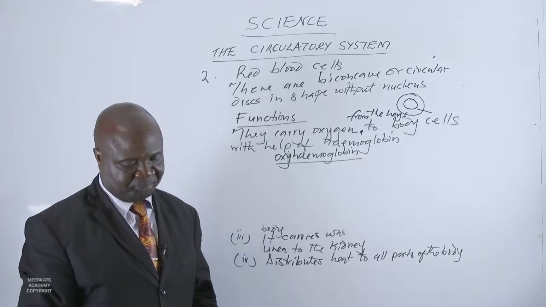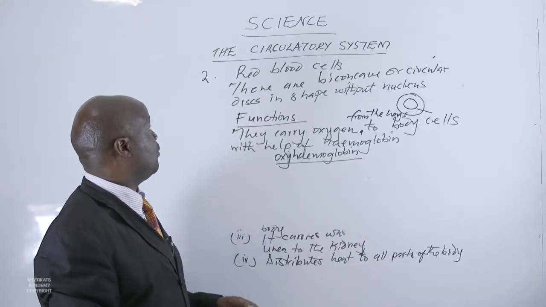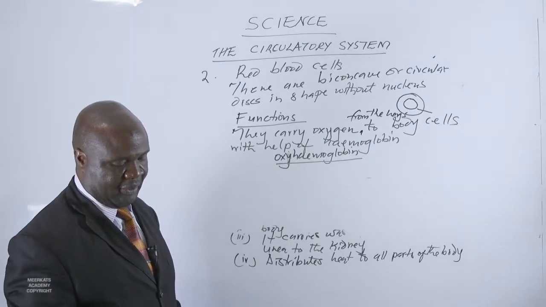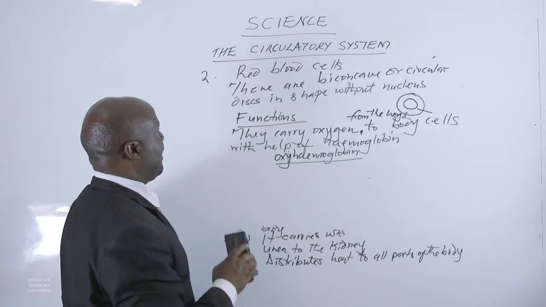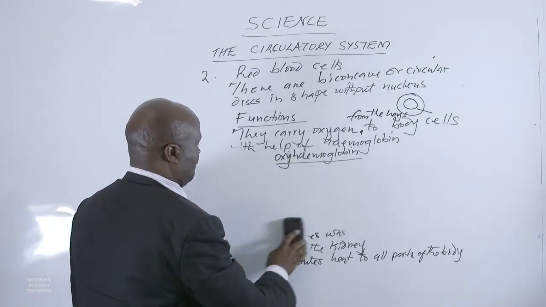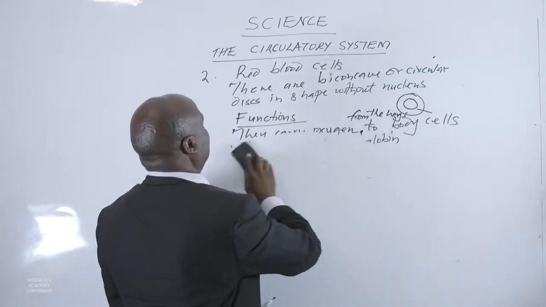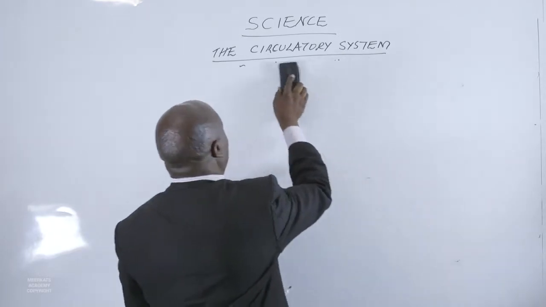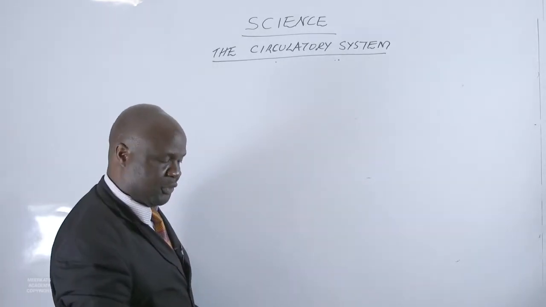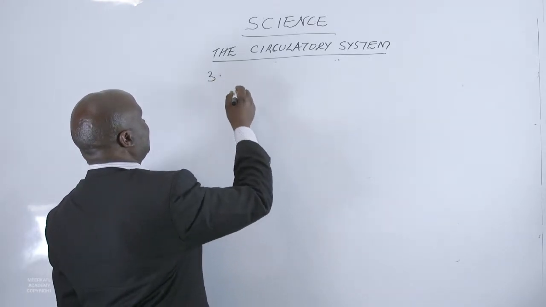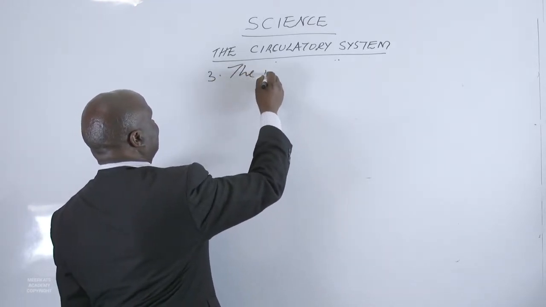And then, when we are through with red blood cells, we can see the white blood cells and their functions. So the third component that we can look at is the white blood cells.